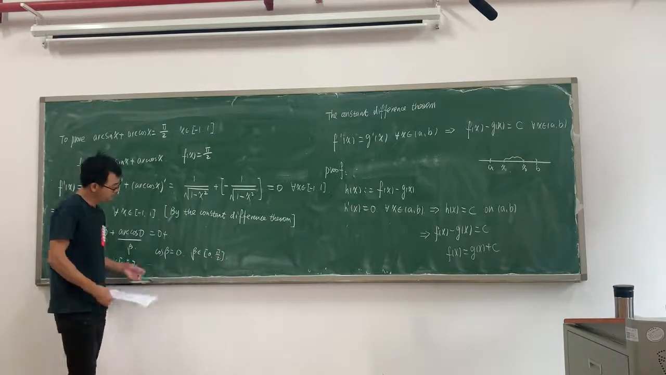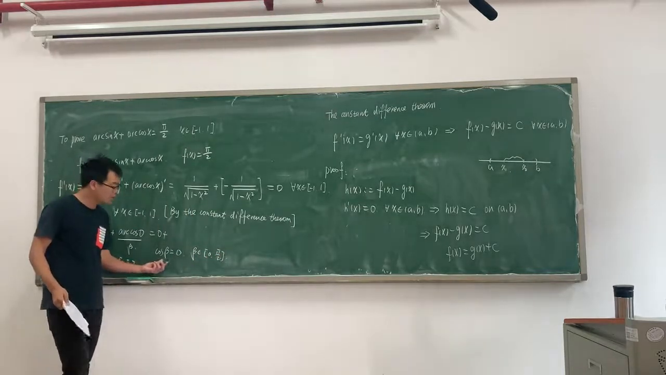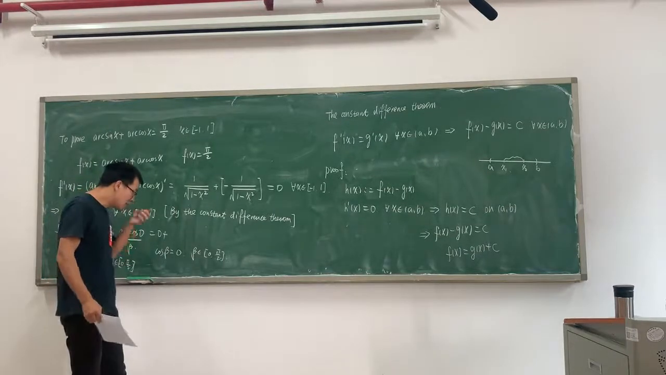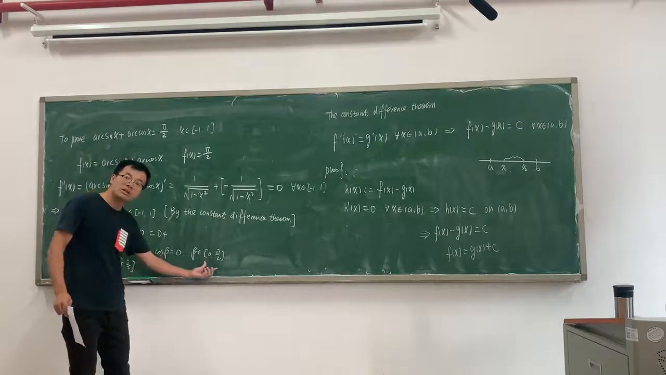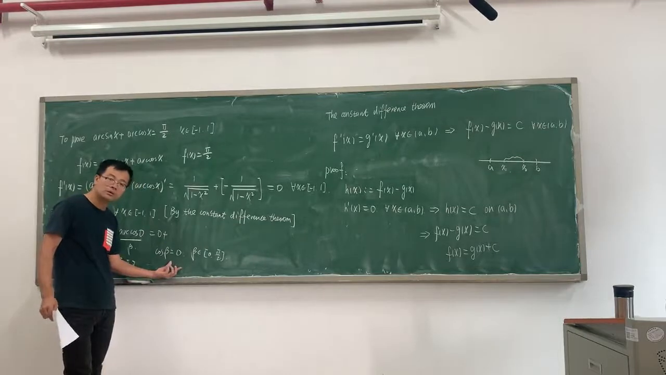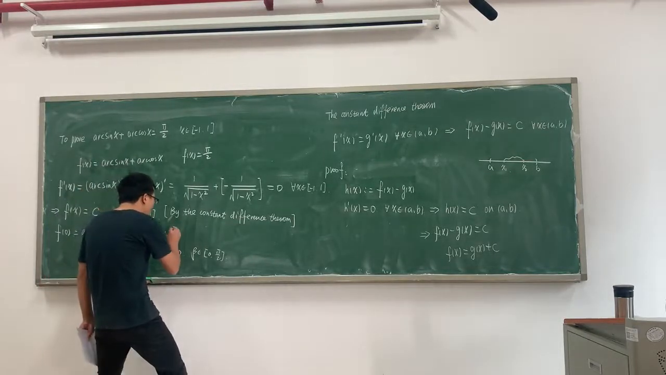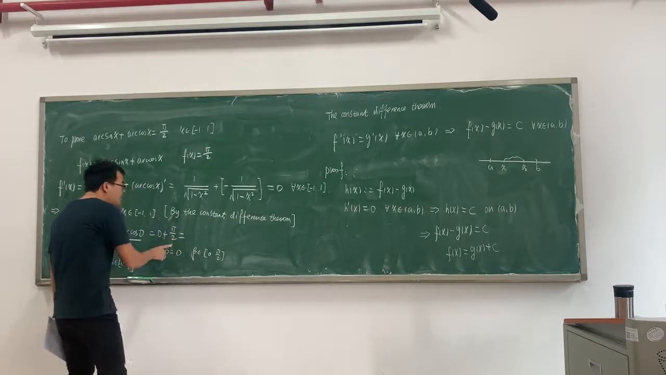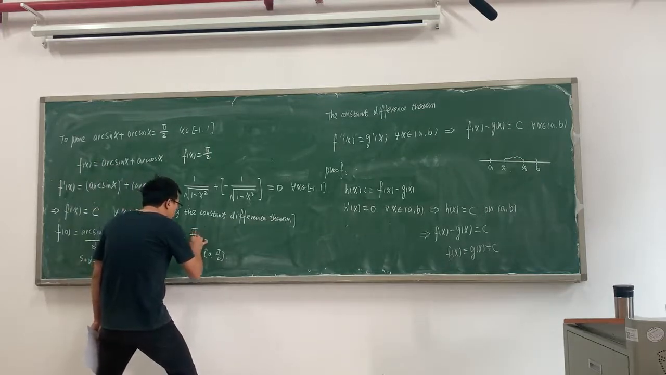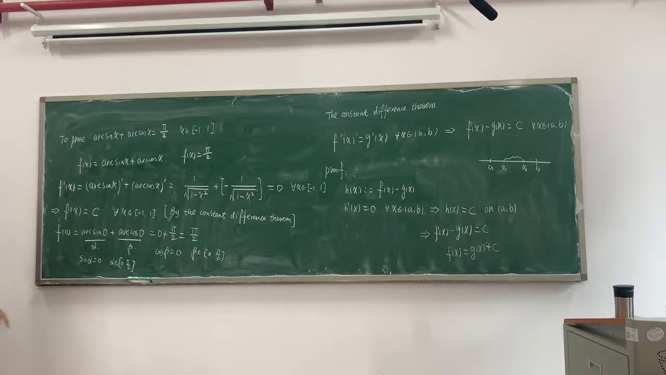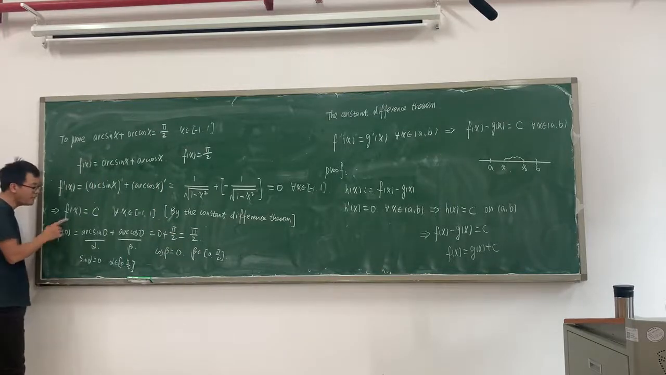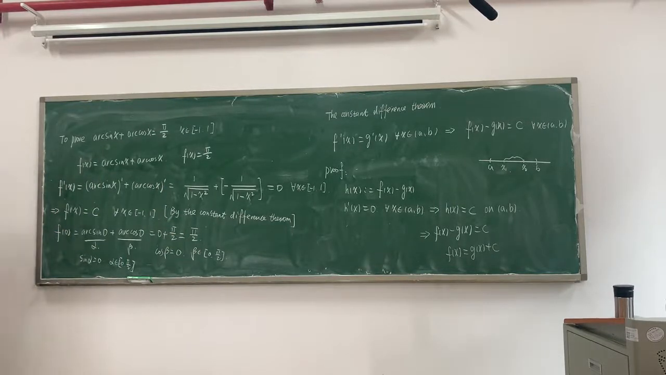So cosine beta equals 0, so beta is in this interval. So cosine what equals 0? 1/2 pi. So 0 plus 1/2 pi is 1/2 pi. So f(0) equals 1/2 pi, f is a constant, so the constant is 1/2 pi.